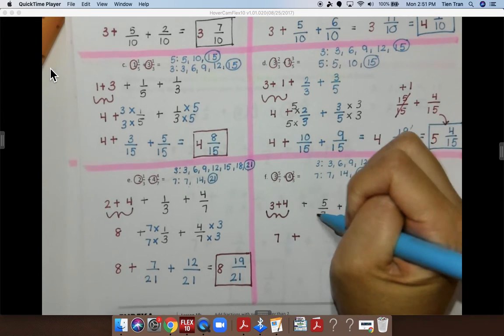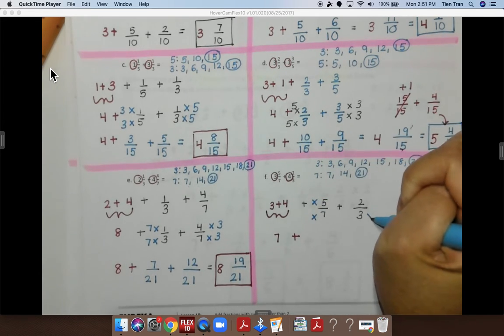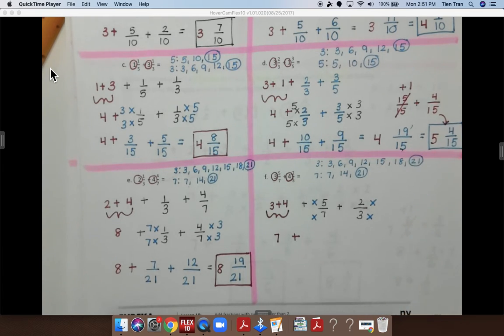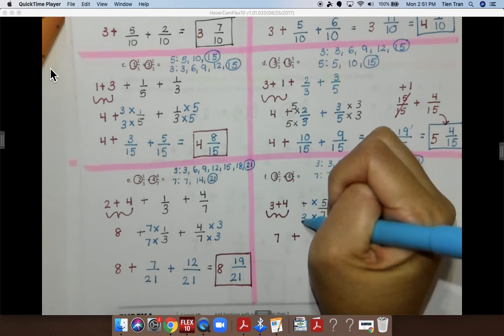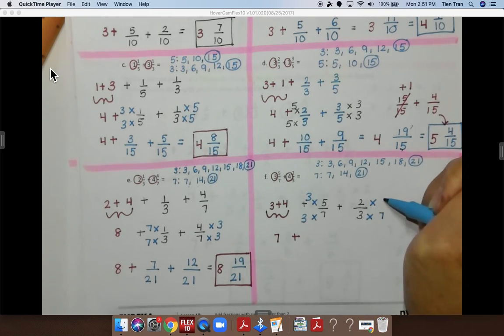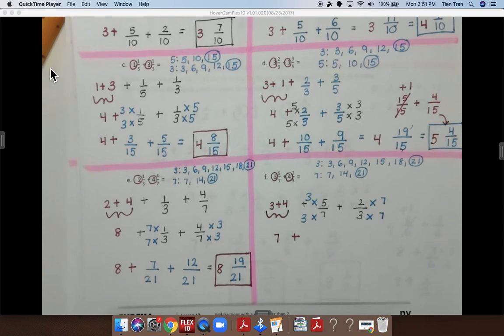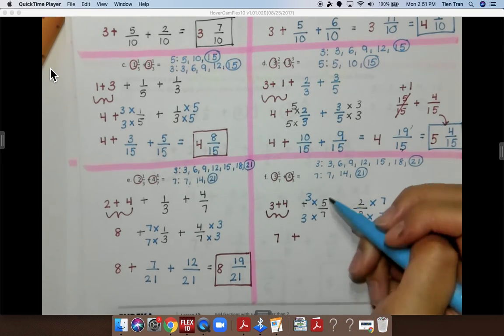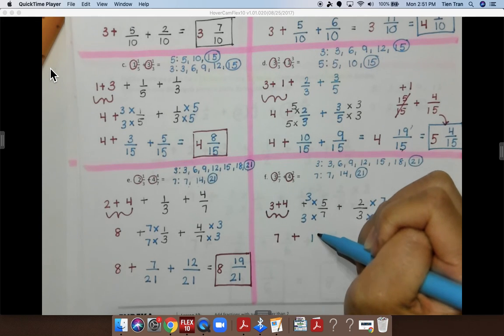So 7 times what is going to give me my common denominator of 21? 3. 7 times 3. And over here, 3 times what is going to give me 21? 3 times 7 is going to give me 21. So now I am going to multiply. 3 times 5 is equal to 15.